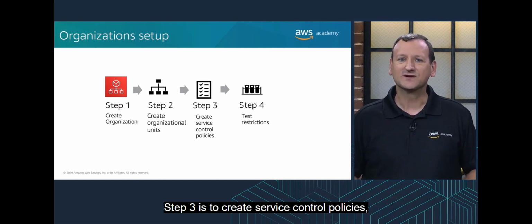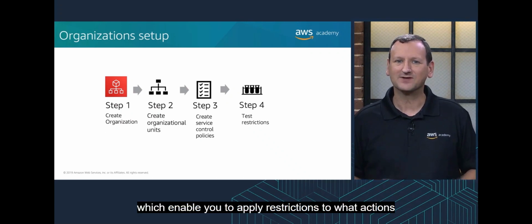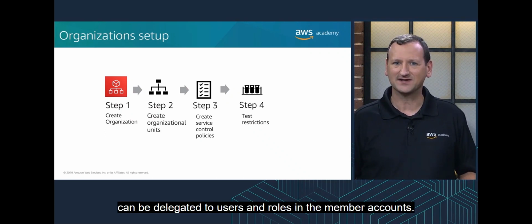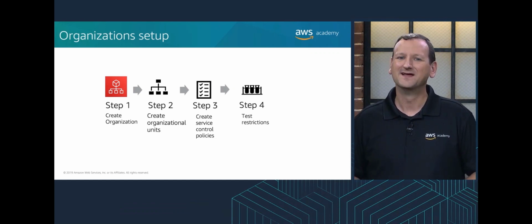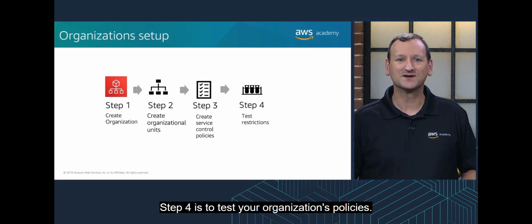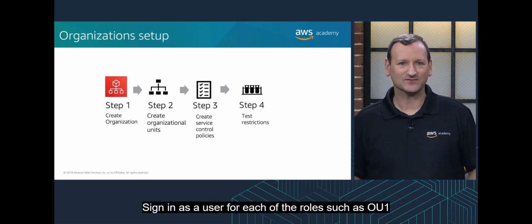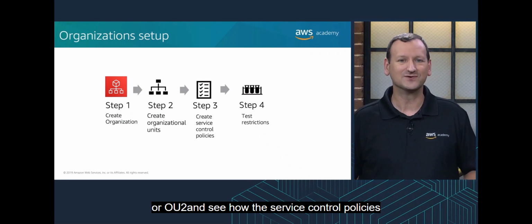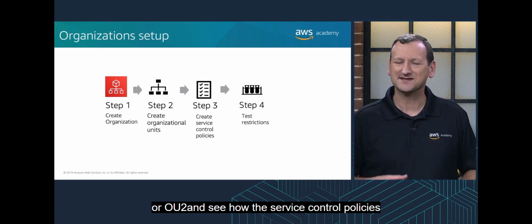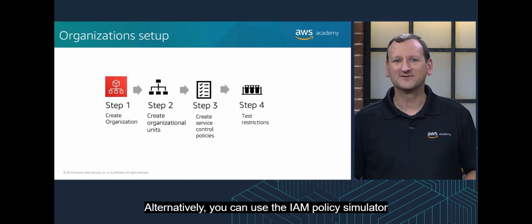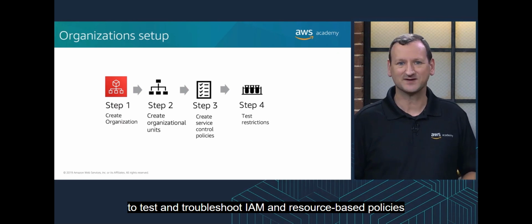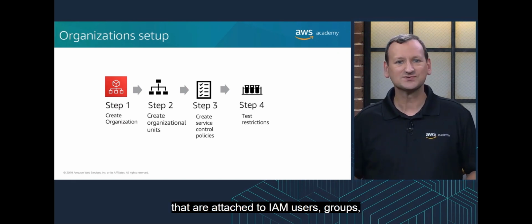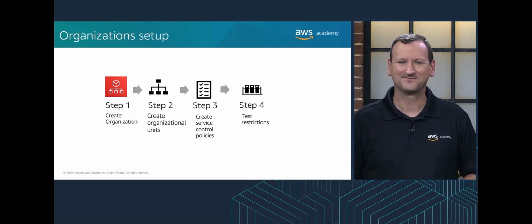Step 3 is to create service control policies, which enable you to apply restrictions to what actions can be delegated to users and roles in the member accounts. A service control policy is a type of organizational control policy. Step 4 is to test your organization's policies. Sign in as a user for each of the roles, such as OU1 or OU2, and see how the service control policies impact account access. Alternatively, you can use the IAM policy simulator to test and troubleshoot IAM and resource-based policies that are attached to IAM users, groups, or roles in your AWS account.